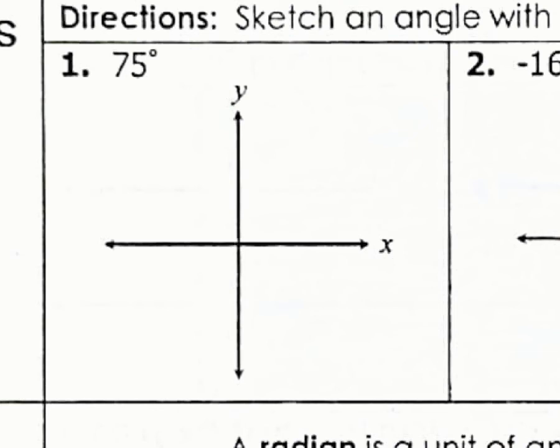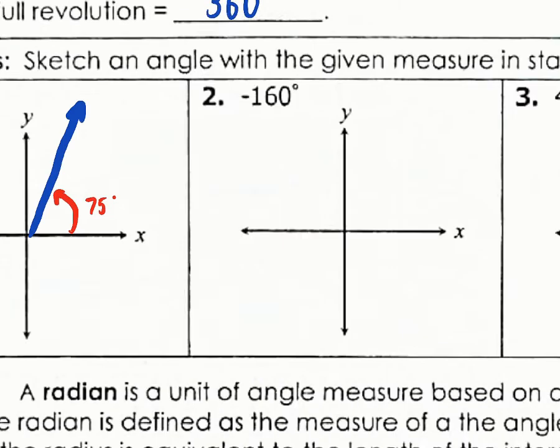Because the y-axis is what? 90. So it's how far from 90 degrees? It's just 15 degrees. So let's say it's about right in here. Does that look pretty good? So we started right here and we went up 75 degrees. That is a 75-degree angle right there. That's pretty easy, right?